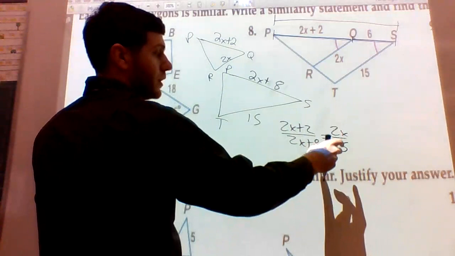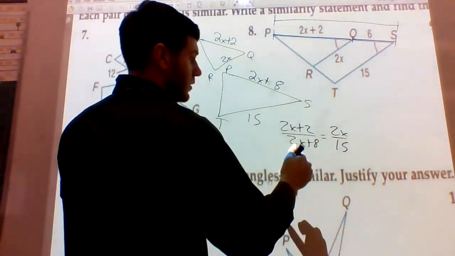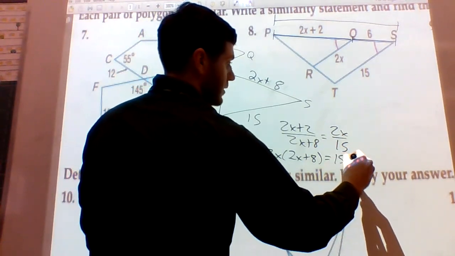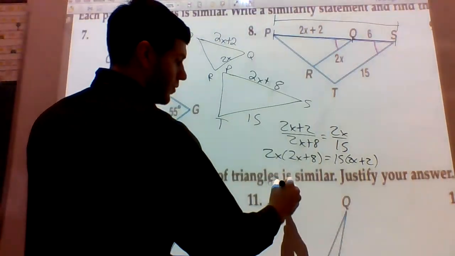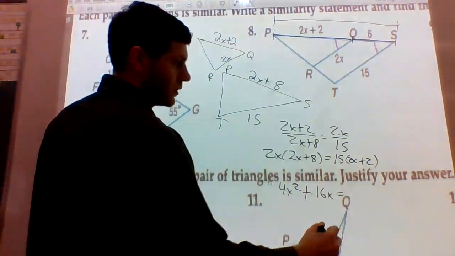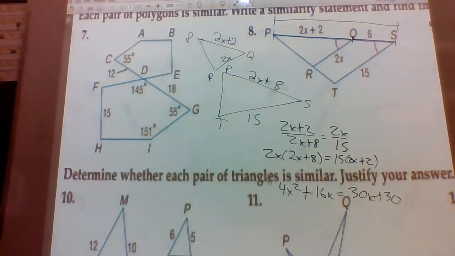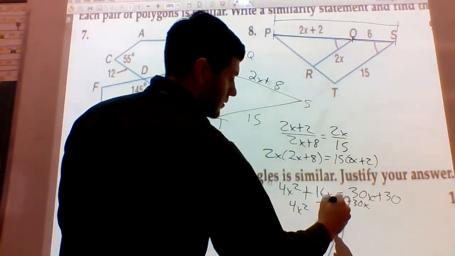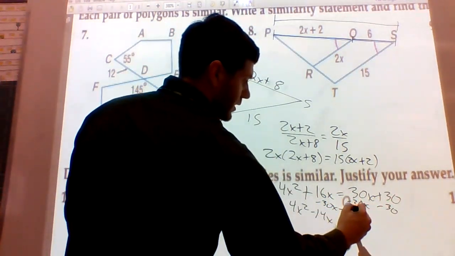But to find the similarity ratio, right, we would have to cross multiply. Well, we can, let's do it. So 2x plus 8 is going to be 15 times 2x plus 2. Okay. So we're going to get 4x squared plus 16x equals 30x plus 30. We want to move everything to the same side. So 4x squared, subtract 30x from both sides. That's going to be minus 14x. And then subtract 30 from both sides.